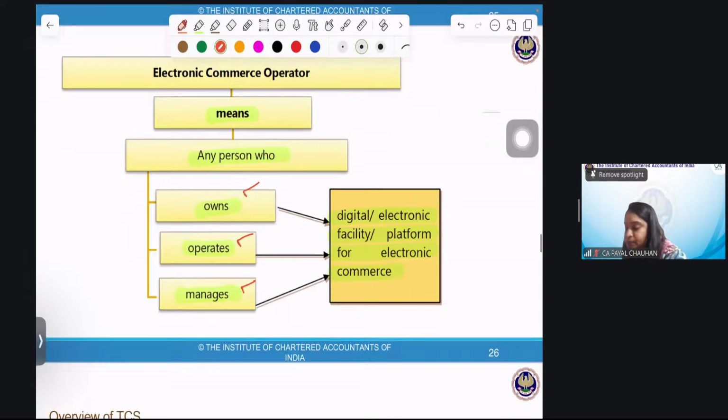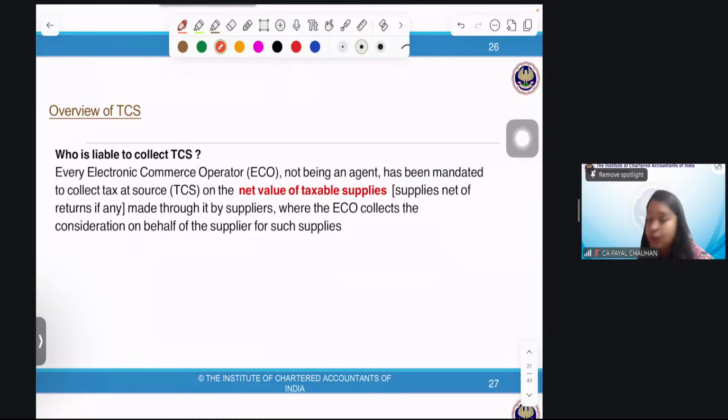Right? Now we have an overview of TCS: who is liable to collect TCS. Ma'am, it will be a double burden on the e-commerce operator. No, beta. Anil, it's not a double burden. Rather, the government has real-time information of every supplier who is supplying goods through an e-commerce operator, and what their actual turnover is. So it's not a double burden, right?